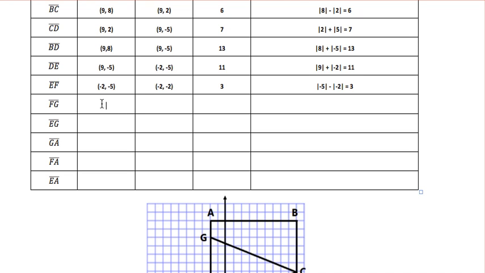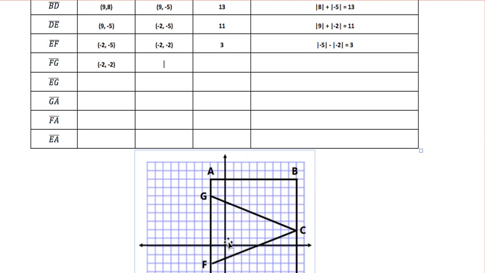Next, we have FG. F, remember, is negative 2, negative 2. And G, we have to locate. Here's 0, so we're going 2 in the negative direction, and then 1, 2, 3, 4, 5, 6 in the positive direction for our y value. Negative 2, 6.